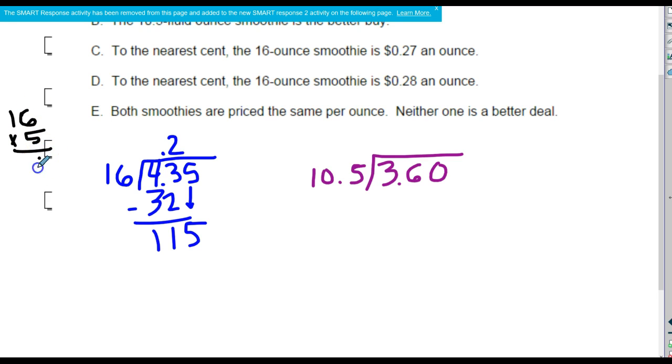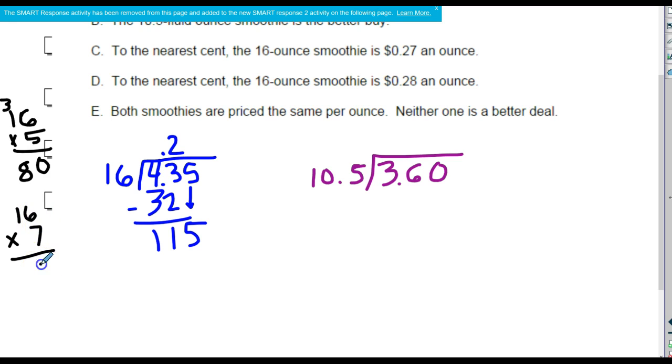Well, 5 times 6 is 30. 5 times 1 is 5, plus 3 is 80. I'm not quite at 115 yet. I need to go higher. Let me go ahead with another guess, and I'll say 7, just because I feel like that might help me out. By the way, you could also just add 16 to 80 a couple of times and try to figure out where you're at from there.